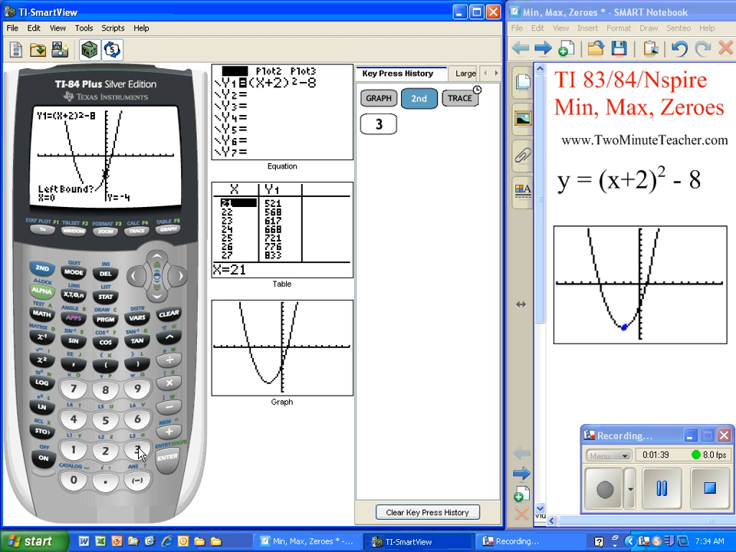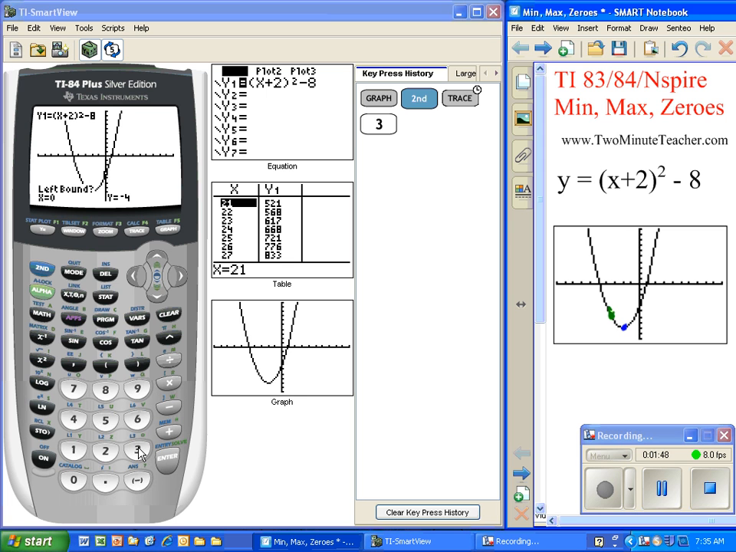Now let's make sure you understand what they're talking about here. On any graph, they're going to ask us to go to the left of the thing we're looking for, any spot to the left of it. So that could be anywhere in this green area here to the left of it. And then it's going to ask for the right bound, and that's going to be anything on this side of it, any spot on that side of it. And then it'll be able to tell, between those two spots you pick, where the minimum or the lowest place on the graph is.